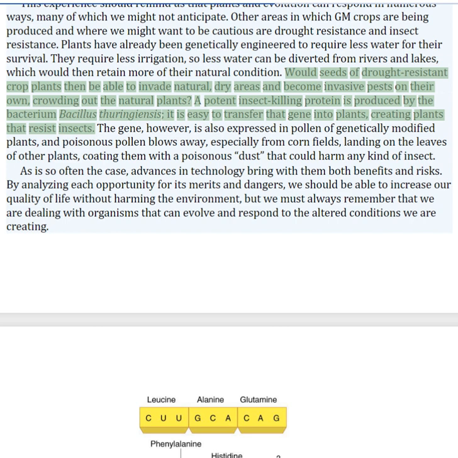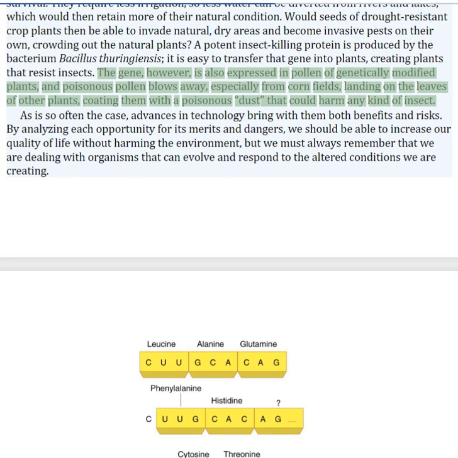A potent insect-killing protein is produced by the bacterium Bacillus thuringiensis. It is easy to transfer that gene into plants, creating plants that resist insects. The gene, however, is also expressed in pollen of genetically modified plants, and poisonous pollen blows away, especially from cornfields, landing on the leaves of other plants, coating them with a poisonous dust that could harm any kind of insect.